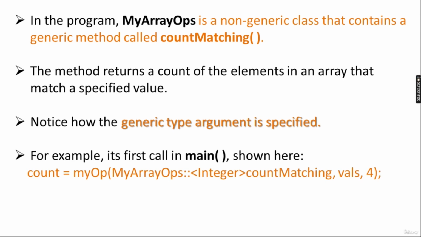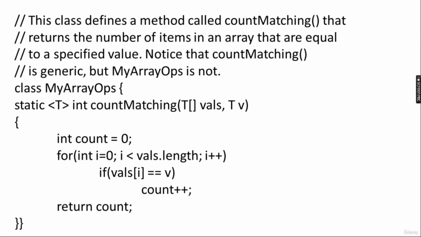MyArrayOps is a non-generic class that contains a generic method called countMatching. So MyArrayOps is a non-generic class, having no type definition, that contains a generic method inside it. It is called countMatching, which we have seen. The method returns the integer count of the elements in an array. So the return type is always int.